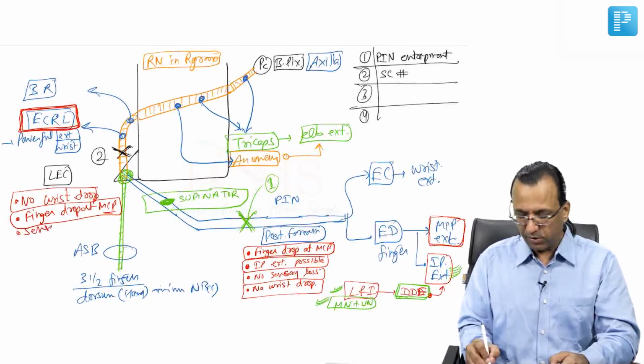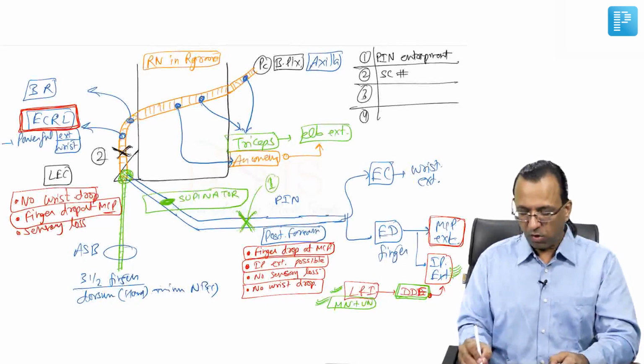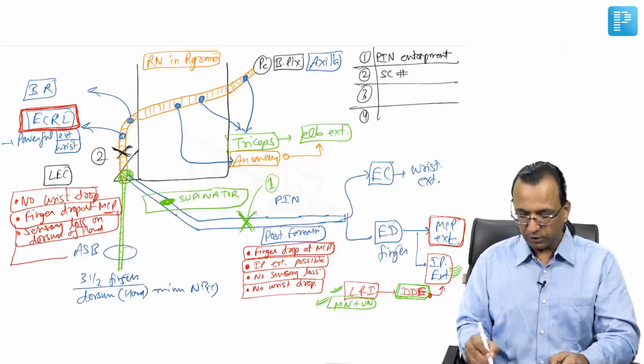will be sensory loss. Where is the sensory loss? On the dorsum of the hand. So sensory loss on the dorsum of the hand. Yes, and there will be weakness of supination. Why is there weak supination?